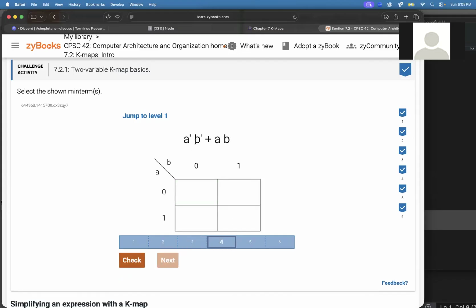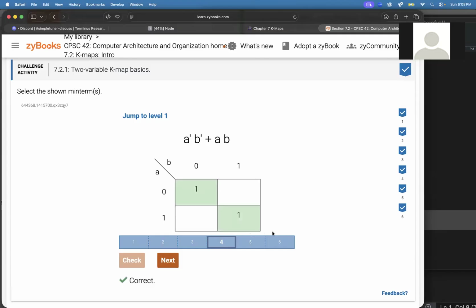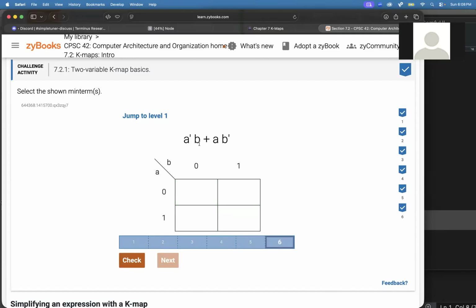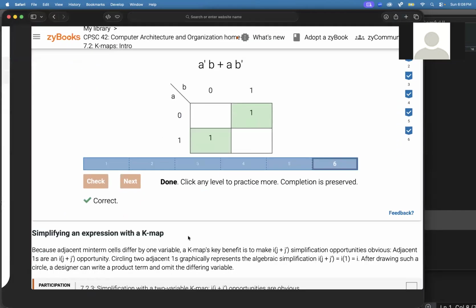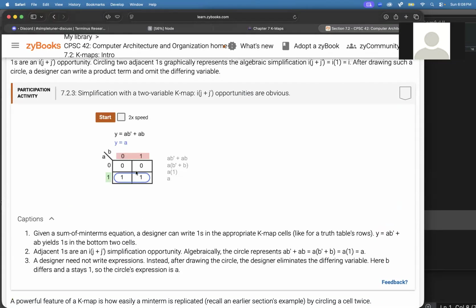Not A, not B, that's 0, 0. That's there. AB is 1, 1. So that's there. Right, let's jump to 6. Not A, B, that's 0, 1. So 0, 1. And this is A, not B, which is 1, 0, down here. Cool. All right. Now we know that simplifying K-maps involves circling things.